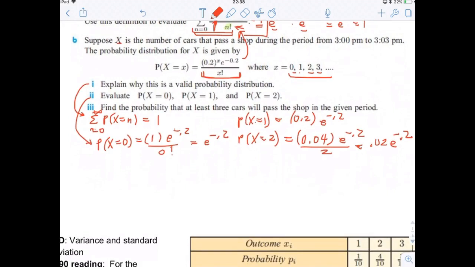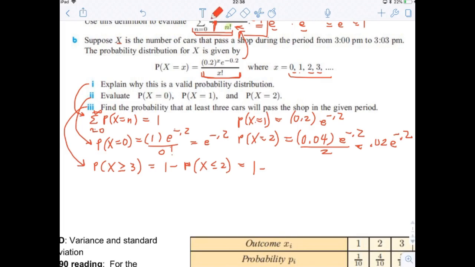3. Find the probability that at least 3 cars will pass the shop in the given period. So at least 3 cars means 3 or more cars. So the probability that x is greater than or equal to 3 is equal to 1 minus the probability that x is less than or equal to 2, right? And we just figured out each component of x less than or equal to 2.